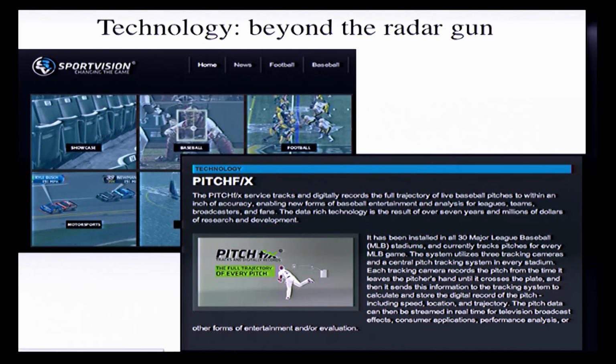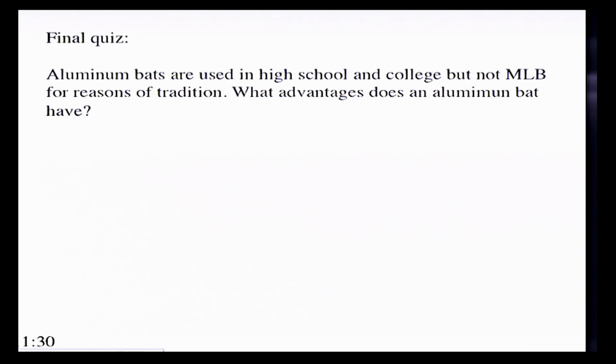Okay, this system was developed by a company called Sportvision. The system for pitching is PitchFX, which is a purchased software product, by the way. But just so you know, they do other interesting video things like put the lines on the football fields. So it's not the same technology. So, final quiz. All right. Let's see what we think.